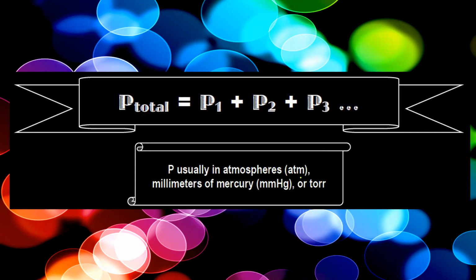I want to remind you, we have been working with pressure. Pressure could be in atmospheres, could be in millimeters of mercury, could be in torr. Those are common units for pressure. Does it matter when you're adding them if they're in atmospheres or in millimeters of mercury or in torr? No. Here's the catch. Listen well. As long as they're all the same, it doesn't matter which one they're in, you just add them up. So as long as they're all atmospheres or all millimeters of mercury or all torr, you're okay to add them up.